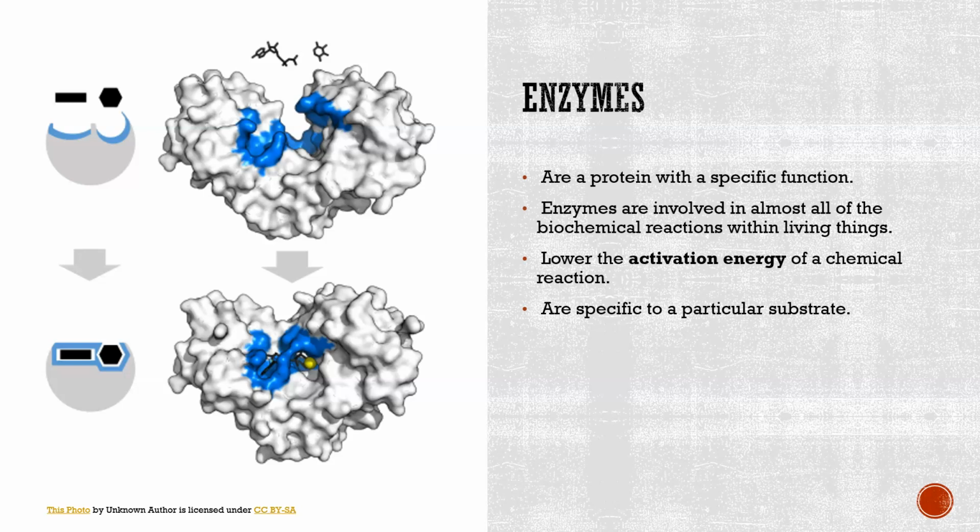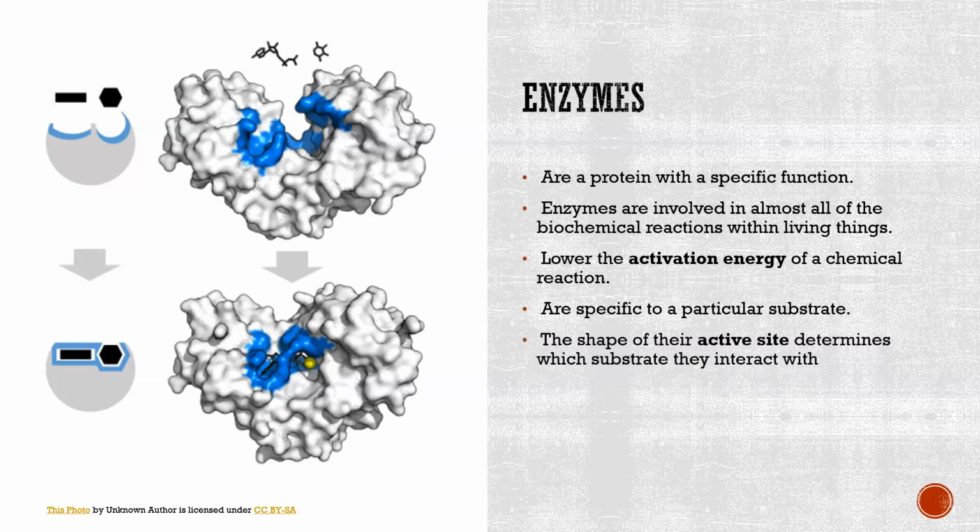They are specific to particular substrates. So enzymes will only work on their specific molecule. Okay, so like we saw in those slides earlier, and I said we had amylose and we had the enzyme amylase. Amylase will only break down amylose. Okay, it won't break down a protein, for example.